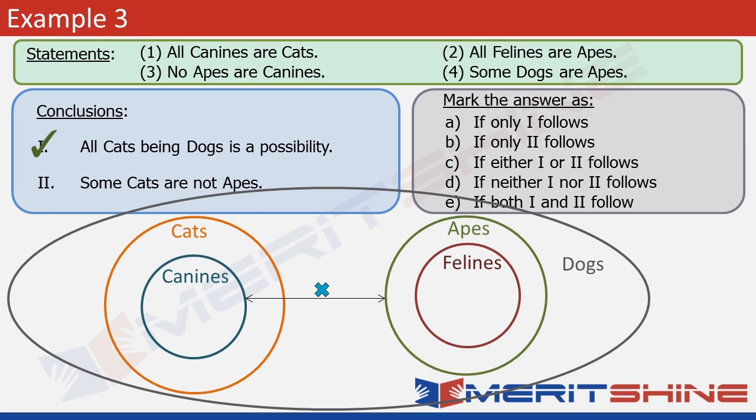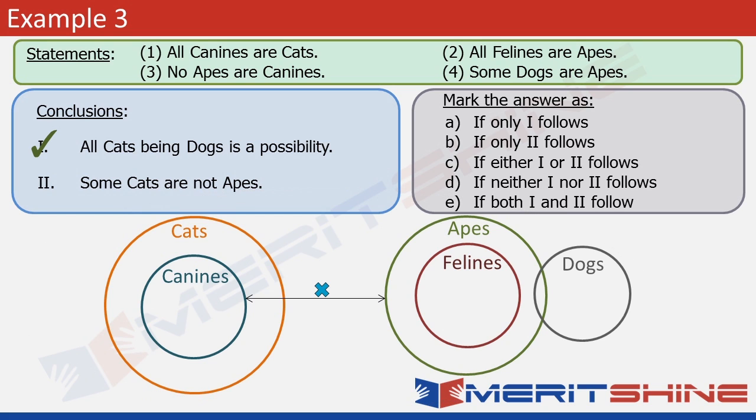Okay, look at conclusion 2 now. Some cats are not apes. There is no direct condition between cats and apes. We already know that canines and apes are disjoint sets. They cannot overlap. Now since all canines are cats, some cats would be canines. Now these cats cannot be apes, obviously. So basically those cats that are canines, and some definitely are, cannot be apes. So this statement is true. It follows. Now in this case, both the conclusions are true. Both follow. So the answer would be option E. Hope that's understood.